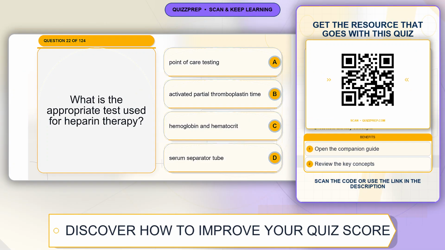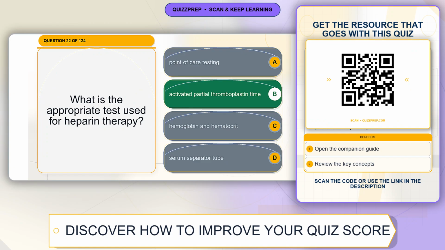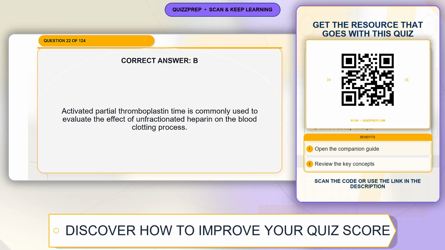Question 22. What is the appropriate test used for heparin therapy? Option A, point-of-care testing. Option B, activated partial thromboplastin time. Option C, hemoglobin and hematocrit. Option D, serum separator tube. The correct answer is Option B, activated partial thromboplastin time. Explanation. Activated partial thromboplastin time is commonly used to evaluate the effect of unfractionated heparin on the blood clotting process.